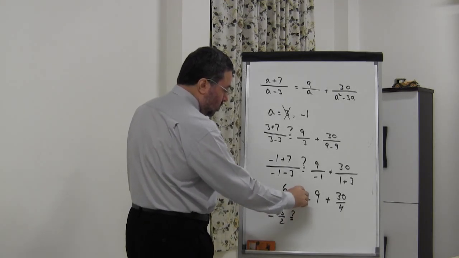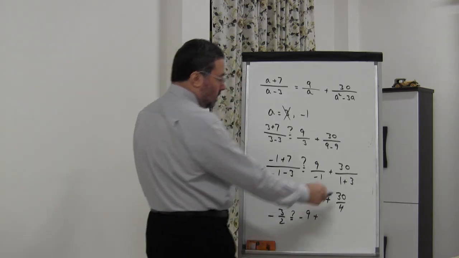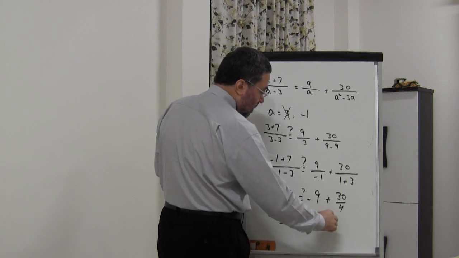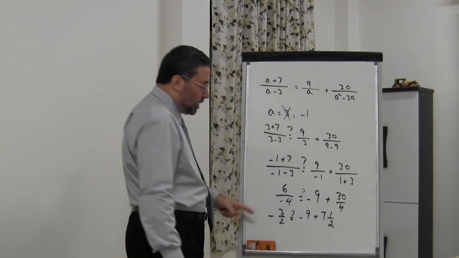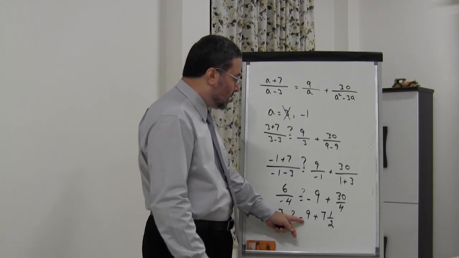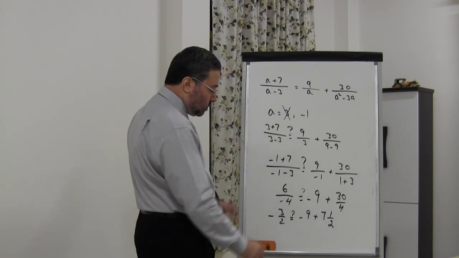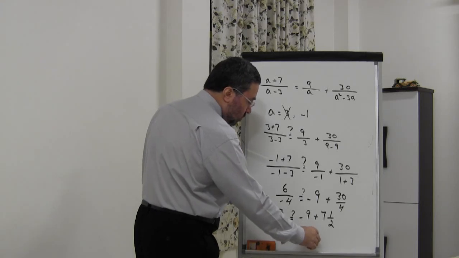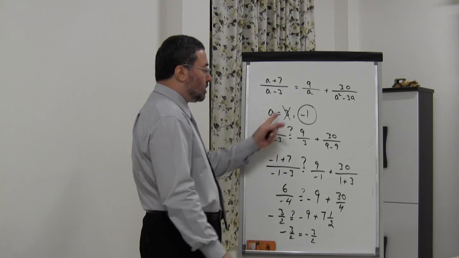Is it equal to minus 9 plus this, which will give us 7 and 2 over 4, so that's 7.5. And minus 9 added to 7.5 will give us minus 3 over 2. So we get minus 3 over 2 equals minus 3 over 2. So this solution works, and we accept this and reject this.